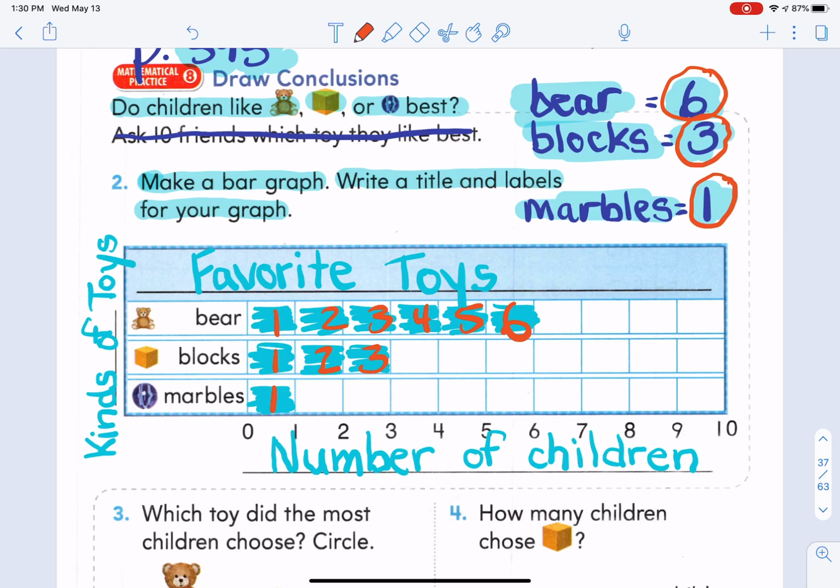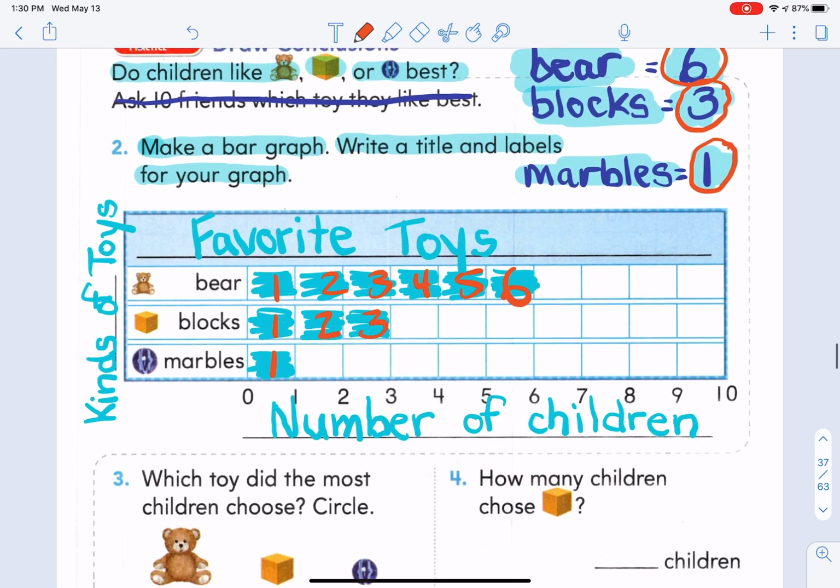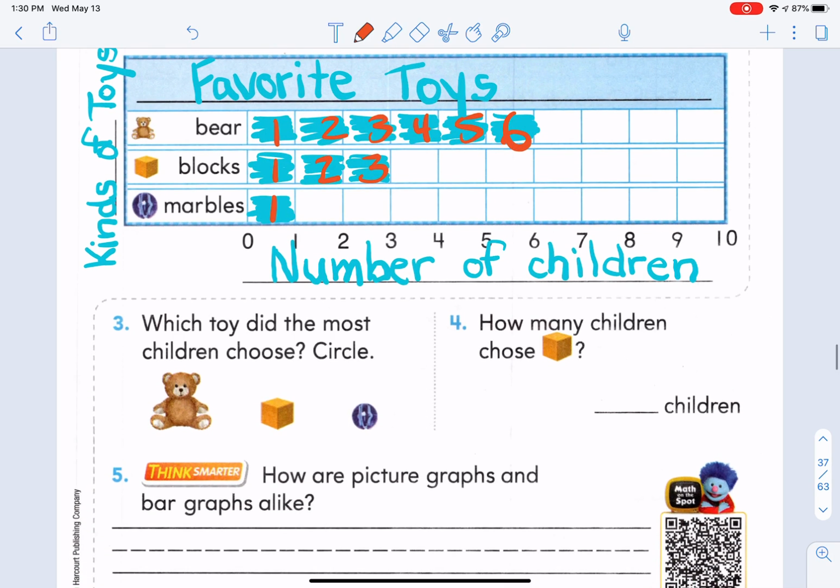If you don't have that, take your eraser and your pencil and fix it up. And then when you're ready, let's move on to the questions. Now, question number 3 says, which toy did the most children choose? Circle. I'm going to let you do that one.